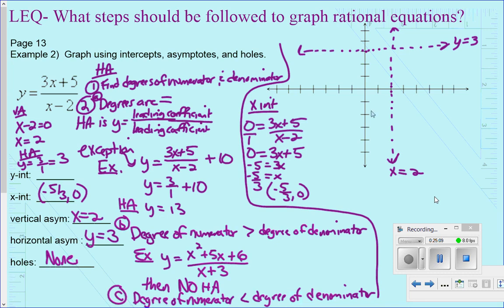So I'm going to go ahead and plot that. Negative 1 2/3, so almost negative 2, sorry. Negative 1 2/3, right about there. Okay. Next, I'm going to get the y-intercept. So I'll do that down here. So y-intercept, putting 0 in for x. So 3 times 0 plus 5 over 0 minus 2 gives me negative 5/2. So 0, negative 5/2 is my y-intercept. So 0, negative 2.5.